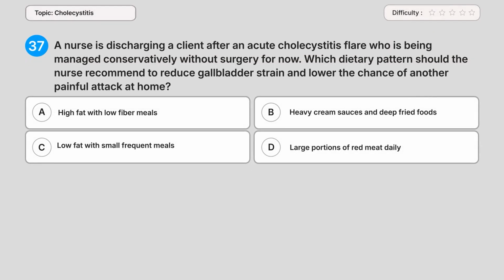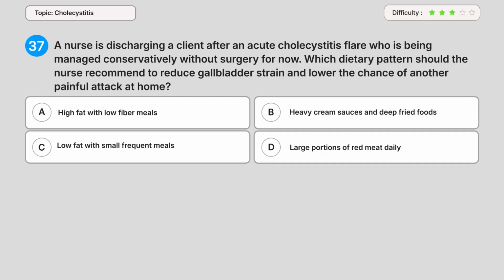37. A nurse is discharging a client after an acute cholecystitis flare who's being managed conservatively without surgery for now. Which dietary pattern should the nurse recommend to reduce gallbladder strain and lower the chance of another painful attack at home? A. High fat with low fibre meals.